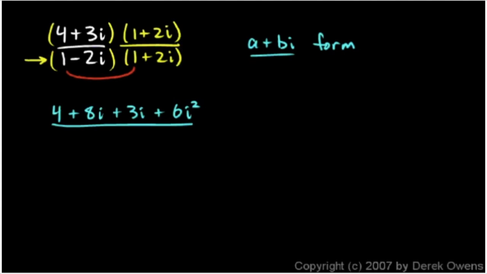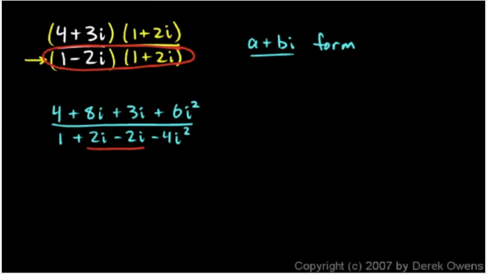So let's do a FOIL there. 1 times 1 is 1. And then the outer, 1 times 2i, is just 2i. And then the inner, I have minus 2i times 1, so that's minus 2i. And then the last, I have minus 2i times positive 2i. That's a negative 4i squared. Now look what happened right here. When I multiply my denominators, I'm multiplying two complex conjugates, so the imaginary part ends up canceling out.